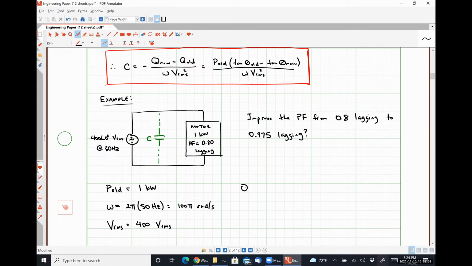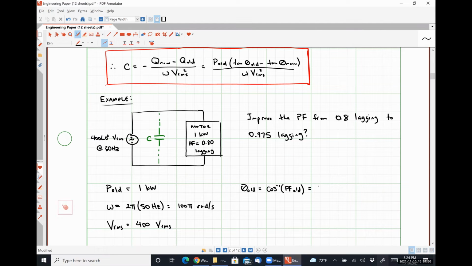So theta old is just going to be the inverse cosine of the old power factor, right? Because the power factor is defined to be the cosine of the power factor angle. So if we have the power factor and we want the angle, we just do the arc cosine. Anything wild or crazy about that? I certainly hope not. So what is the inverse cosine of 0.8?